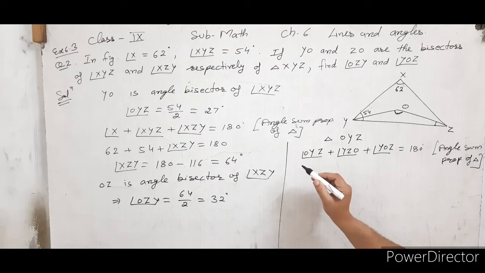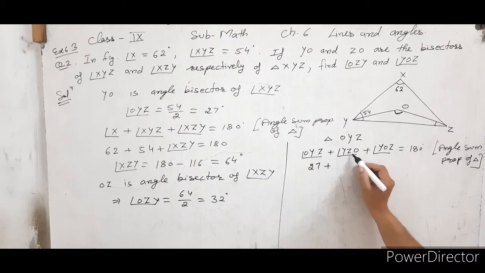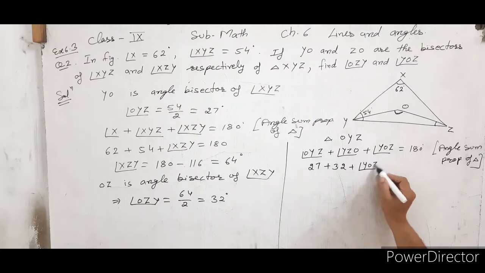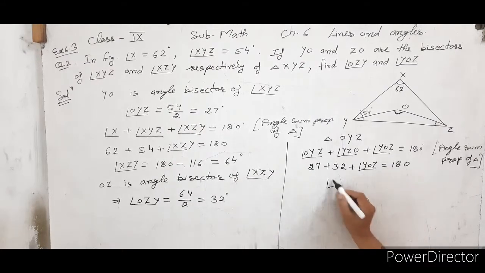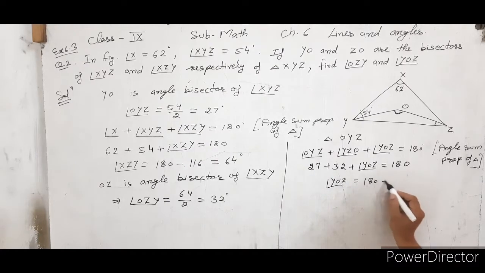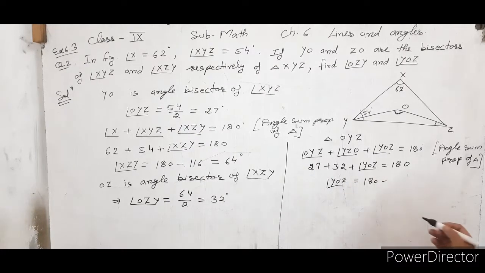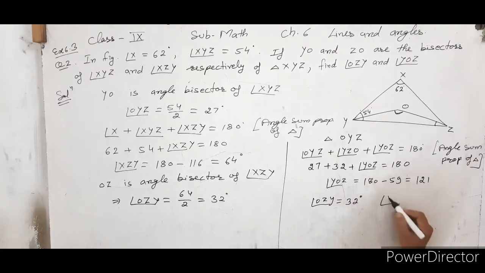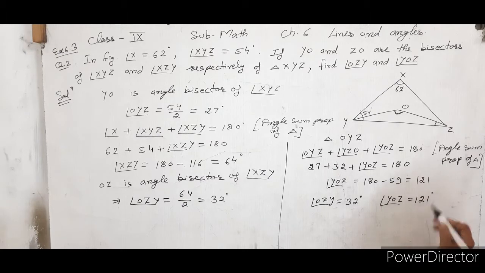OYZ is calculated as 27, YZO or OZY is calculated as 32, plus angle YOZ is equal to 180. That means angle YOZ is equal to 180 minus 27 plus 32. It's 59. And if we subtract 59, it will be 121. So angle OZY equals 32 and angle YOZ is equal to 121 degrees. That is the answer for question number 2.